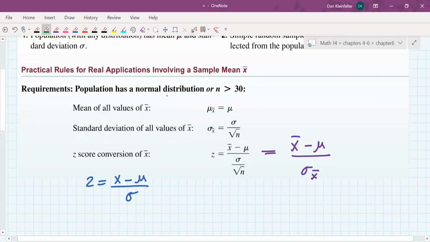If either the population has a normal distribution or the sample size is bigger than 30, the mean of the sample means is going to equal the population mean. And the standard deviation of the sample means is going to be the population standard deviation divided by the square root of the sample size, as we saw before. That standard deviation of the sample means is denoted by sigma with a little subscript x bar. So sigma x bar is sigma over the square root of n. It's the population standard deviation divided by the square root of the sample size.